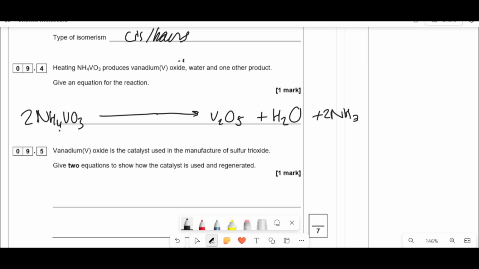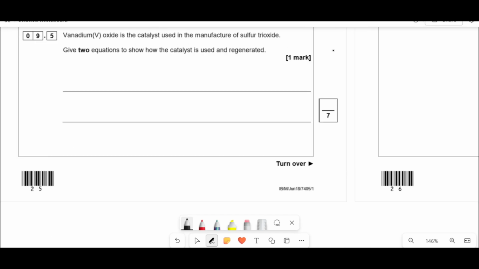So we've got 2 NH4, 2 NH3, so that's 6 H's there. So we've got 2 H's left, so that's gone in here. Then if we look at the V's, we've got V2, V2, that's fine. And then 6 O's, 1 O here, 1 O here, so that's balanced. Done. Vanadium oxide is the catalyst used to make sulfur trioxide.